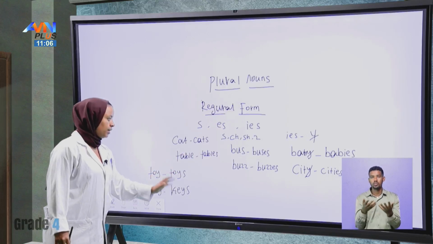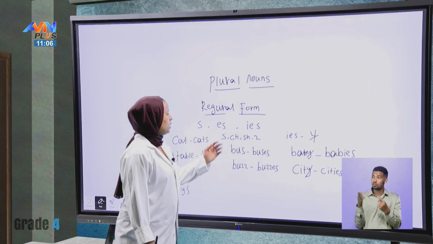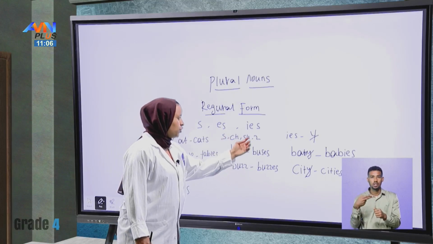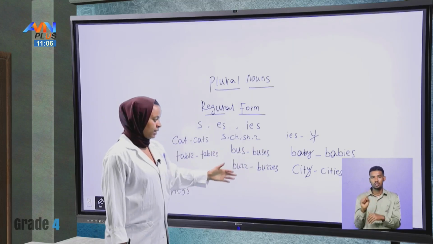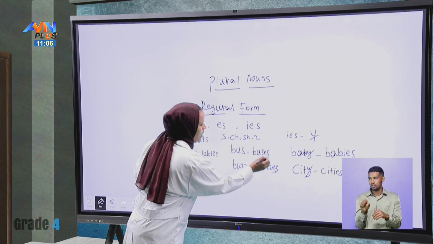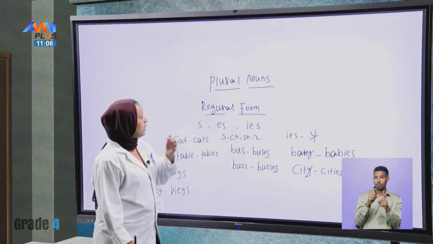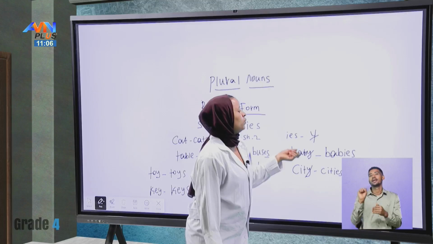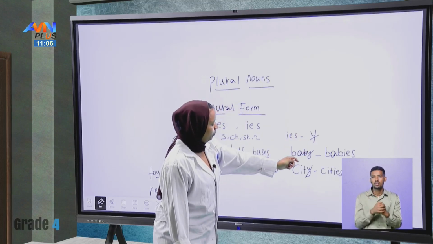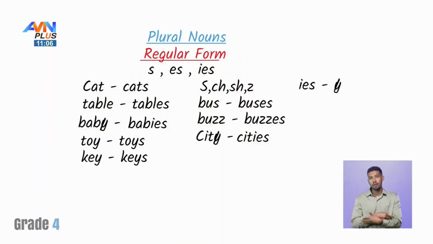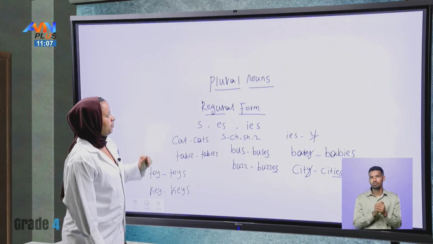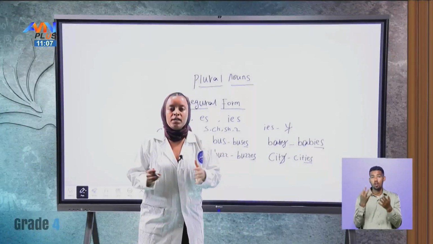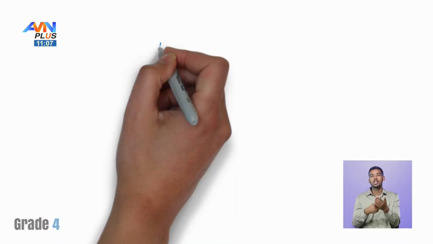So the first rule is add s at the end of the noun, like cat, cats, table, tables, toy, toys, key, keys. When a noun ends with s, sh, ch, and also z, for example, bus, buses, buzz, buzzes, add es at the end of the noun. The next one, ies, means ending with y, for example, baby, babies, city, cities. We just cancel y and add ies. Here are the regular forms and the rules. Let us continue with irregular forms.